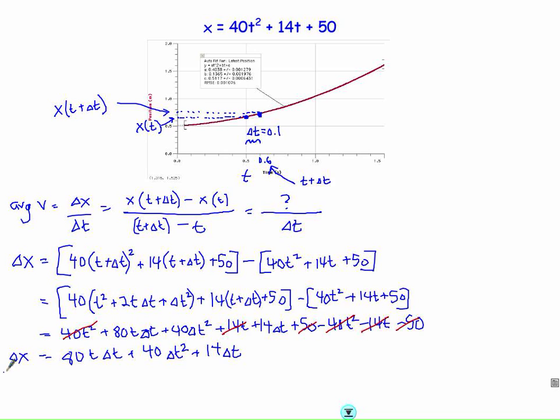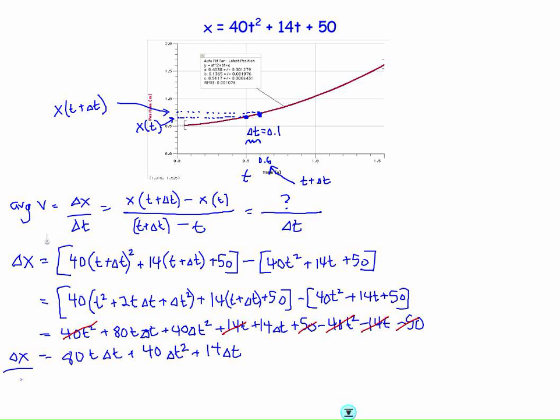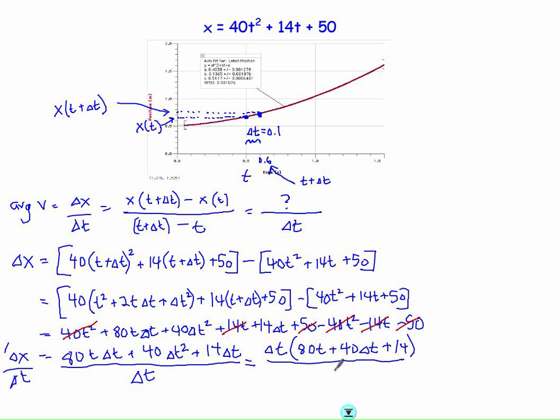That's our delta x. Now let's go back and divide by, whoops, let's divide by our delta t. I'm going to divide by delta t. That'll give us our average velocity. But maybe you notice every term on the top has a delta t. Let's factor that out. Just factoring out the delta t. So 80t plus 40 delta t plus 14, divided by delta t. And now that delta t cancels out.